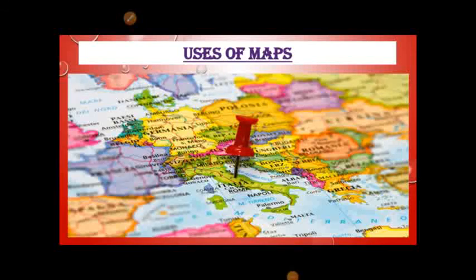Uses of maps. To find the location of objects and places. To find the transportation routes. Maps showing strategic locations are useful for military. Serve as tourist guide. Display weather conditions. Represent the real world on a small scale.